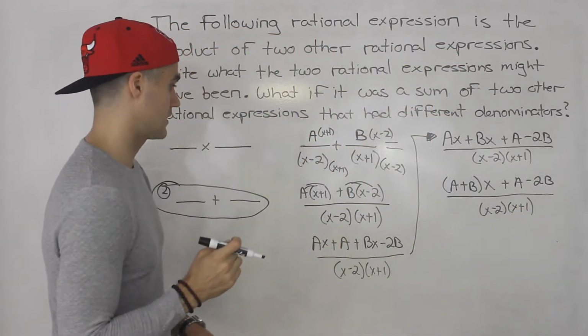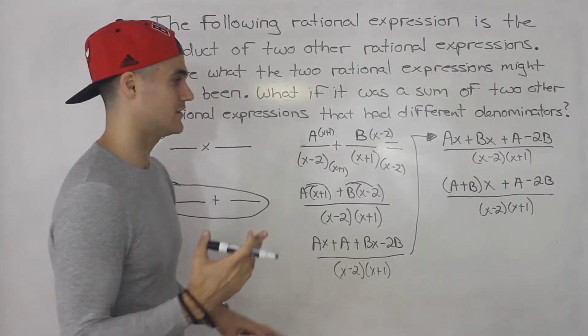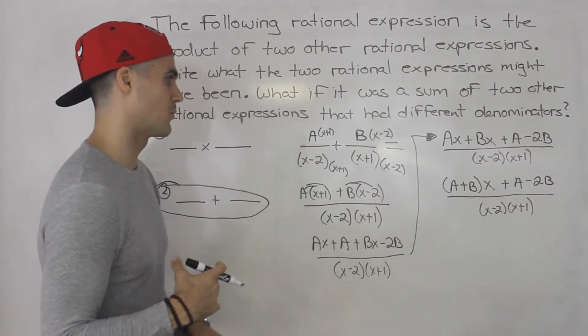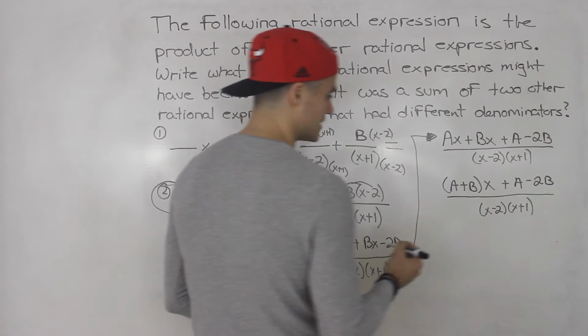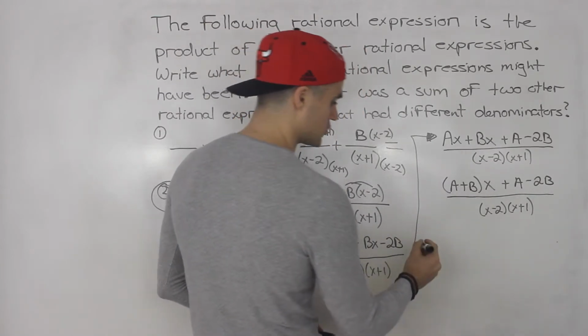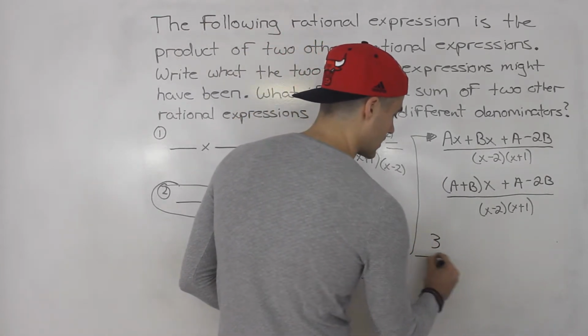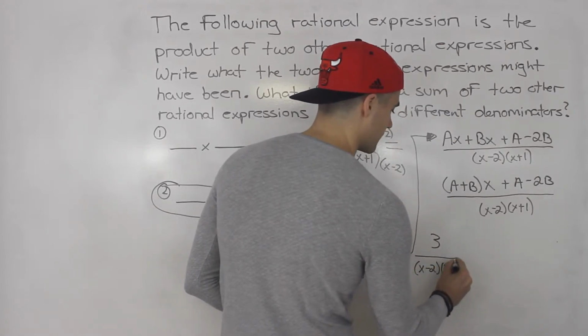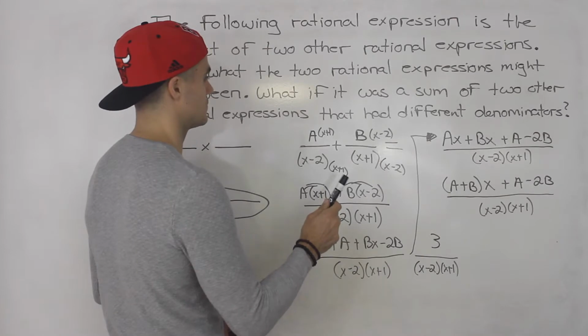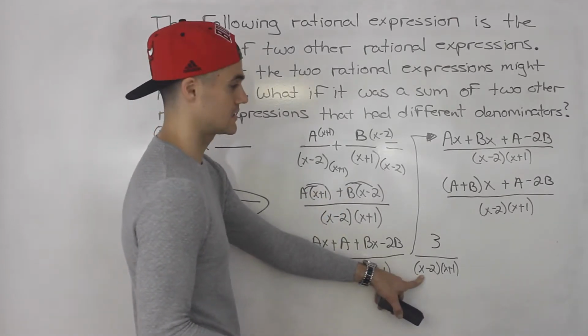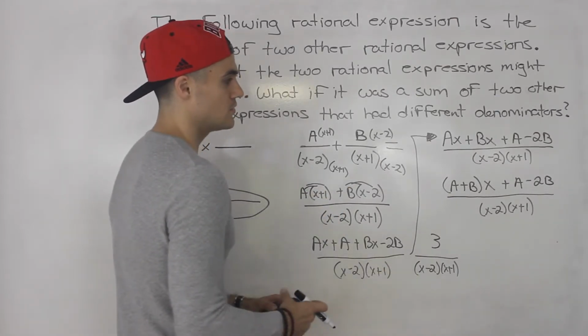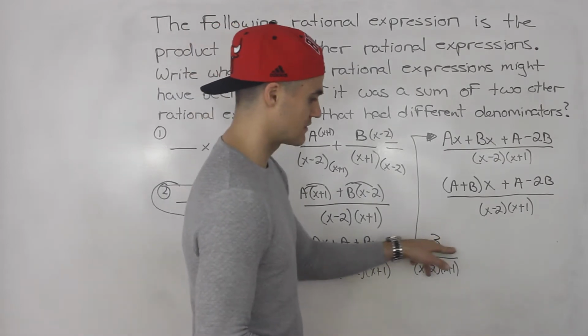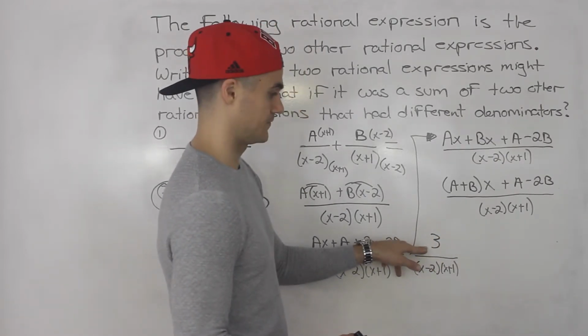Okay, and here's where it gets weird. It's already been getting weird, but it's still going to keep getting weirder. It's a fairly difficult question. Now, what are we trying to get to? We're trying to get to 3 over x minus 2, x plus 1. I erased it, but that's what it was initially. So notice that there's no x variable up top.